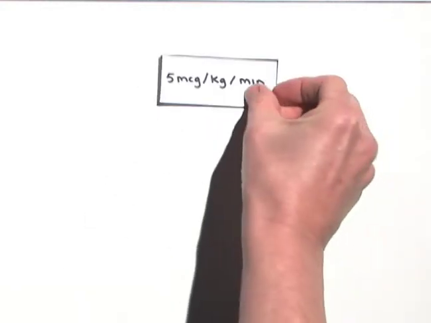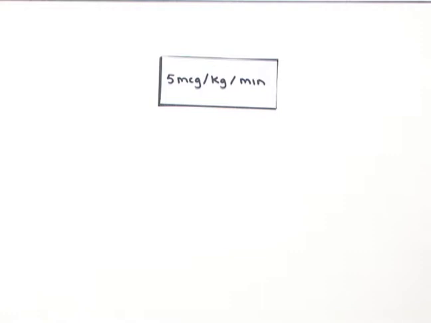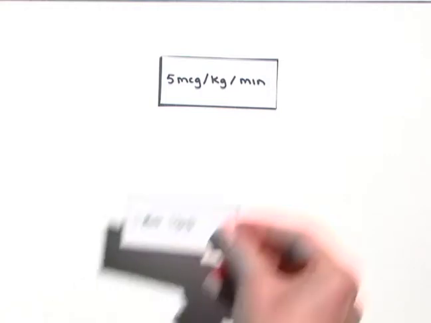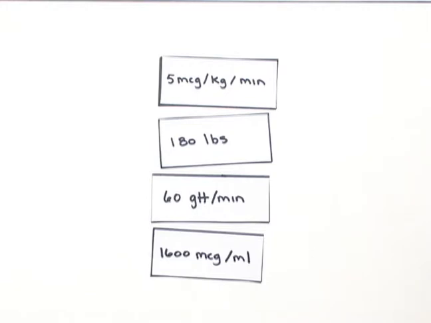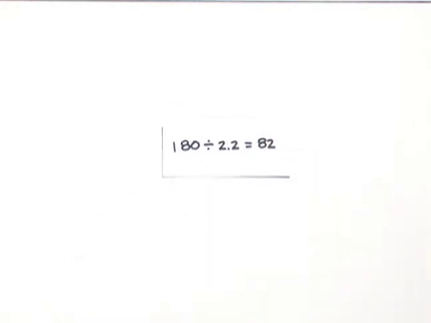Ready for one more? This time you're going to give a dose of 5 micrograms per kilogram per minute. The patient weighs 180 pounds, and you're going to, of course, use a microdrip set. The concentration will be the same, 1,600 micrograms per milliliter. Let's convert the weight first. 180 pounds divided by 2.2 gives us 81.8 kilograms. To make it cleaner, we will just round it to 82.